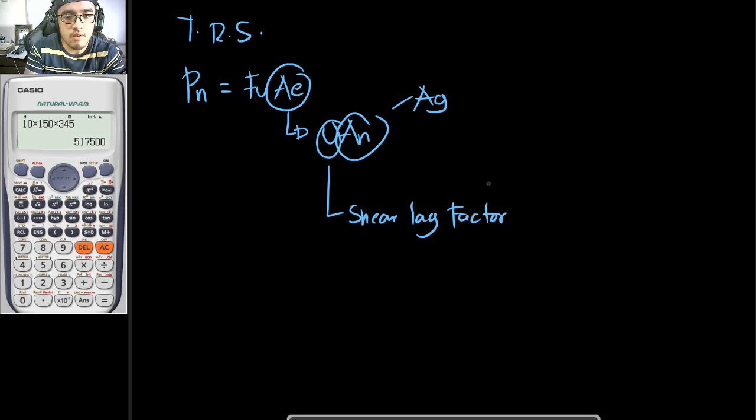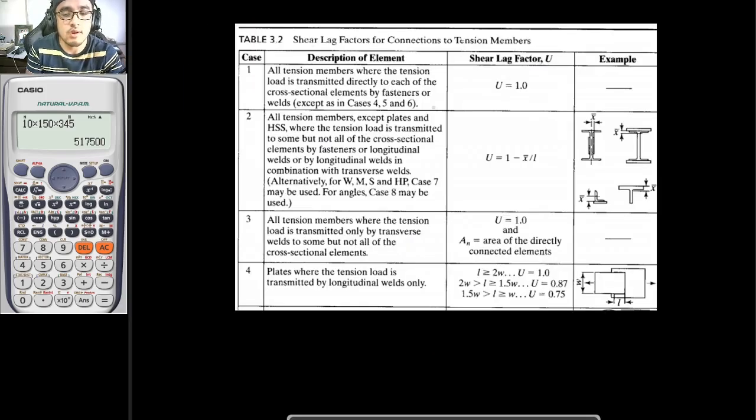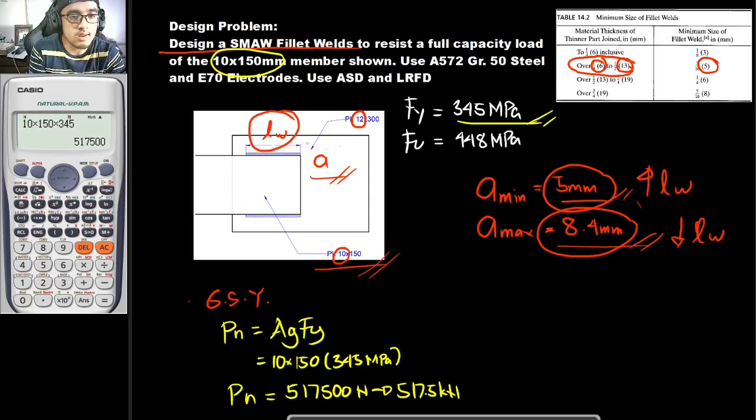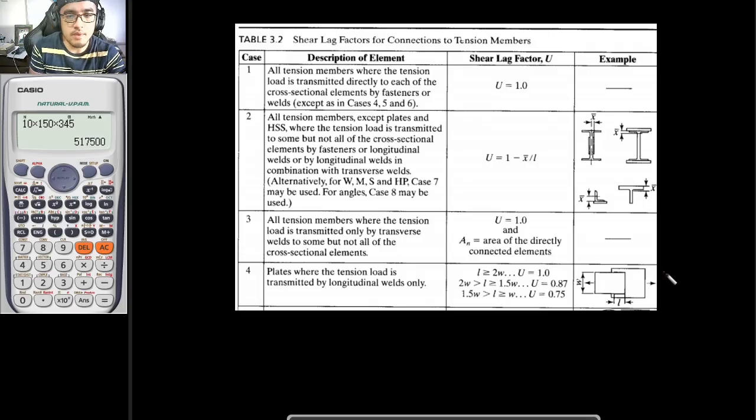So for our shear lag factor, we would be referring to this table right here once again, which is very familiar to you already. And as you can see here, our welds are in this setup right here, which is longitudinal welds only. So we don't have any transverse welds. From that, we would be basing our shear lag factor on this case right here, which is case number 4. So plates where the tension load is transmitted by longitudinal welds only. So we can either use 1.0, 0.87, and 0.75.